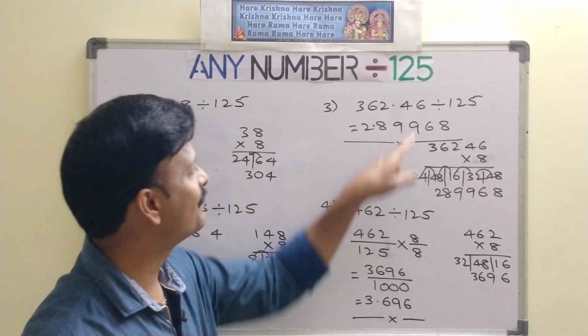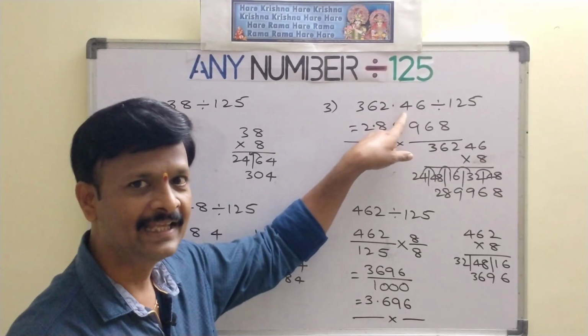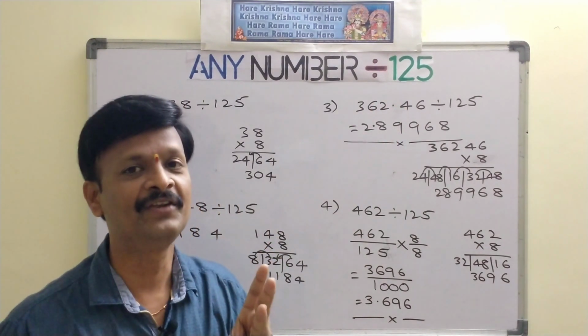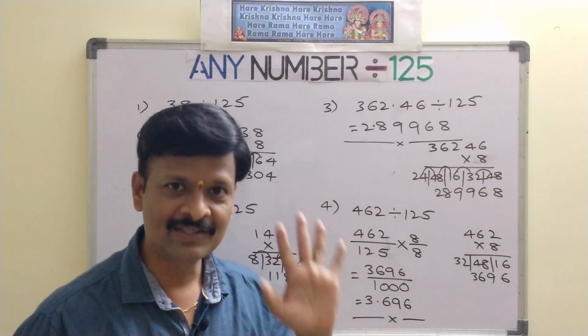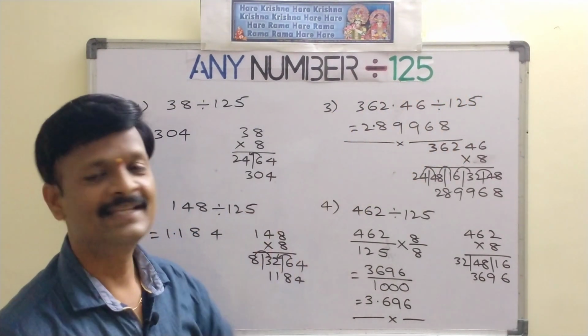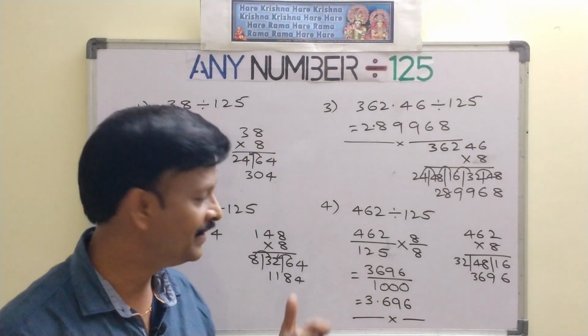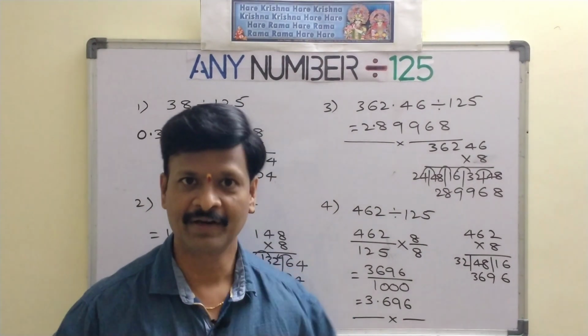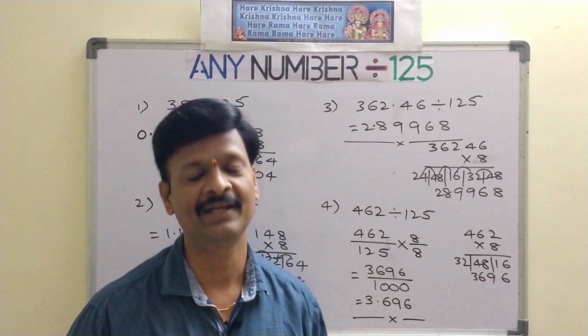This is the reason behind placing the decimal point after 3 digits. If a decimal point is already there after 2 digits like this, then again 3 digits we need to add. 2 plus 3 is total 5. After 5 digits from the right hand side, we can place the decimal point like this. So this is a very useful technique for all your competitive calculations and academic calculations.